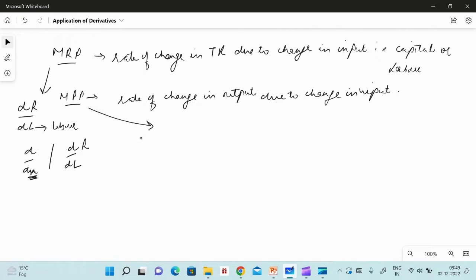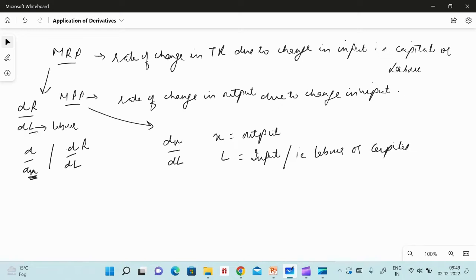In case of marginal physical product, it is the derivative of X with respect to L, where X is taken as output and L is taken as input. Input can be labor or capital. So here also, this is input, it can be labor or capital. Fine. So these are the formulas for MRP and MPP.